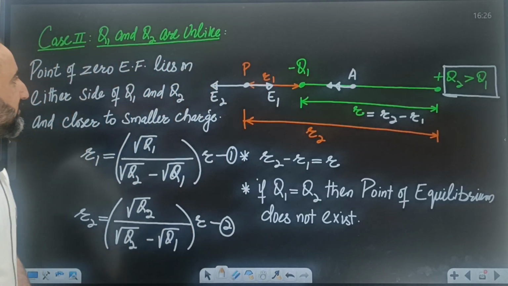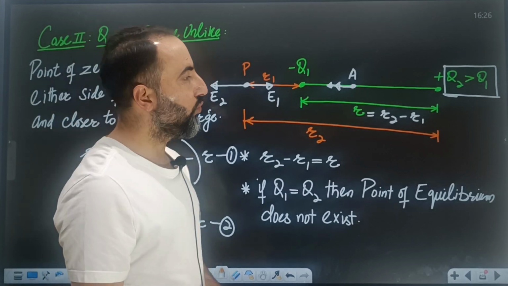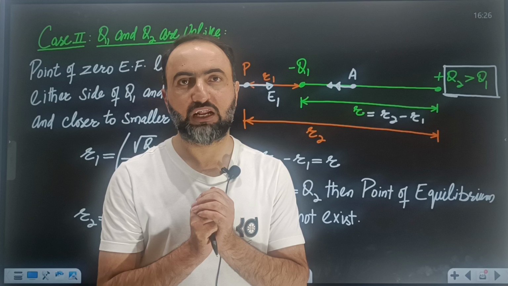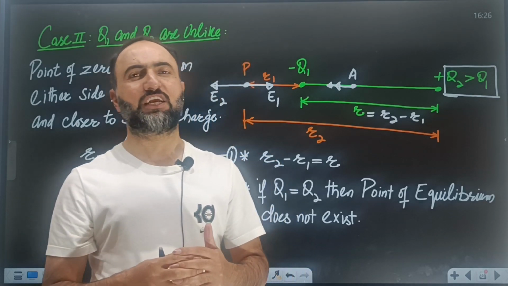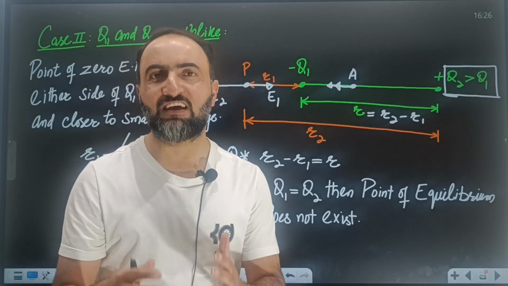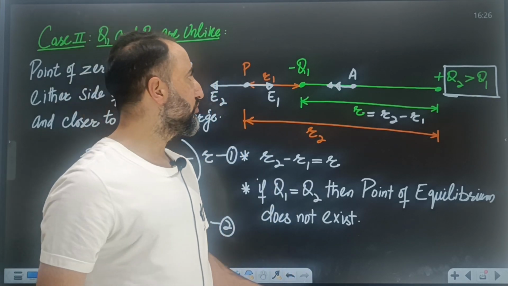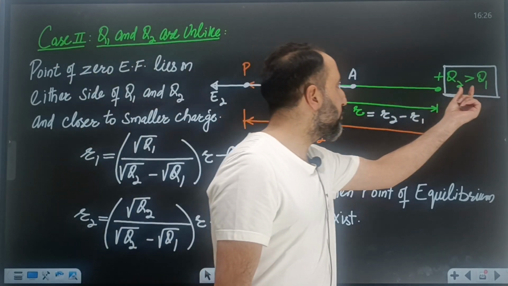Let's have a look at the case second. Case second ये है that there are two charged particles. One is Q1, another is Q2, but one is positively charged particle, another is negatively charged particle. So in that very case, the point of zero electric field will exist on either side of the charges. ठीक है ना बेटा? तो point of equilibrium कहाँ पे lie करेगा? यहाँ तो यहाँ पे lie करेगा, यहाँ तो यहाँ पे lie करेगा.